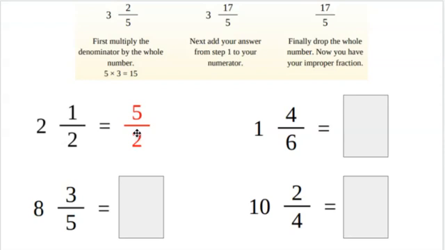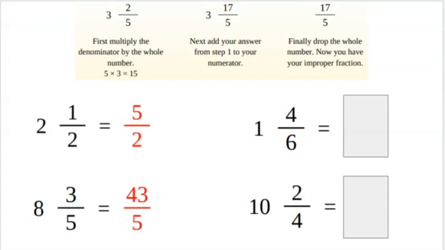All right, let's take a look at this one here. We'll go right below. Step 1, take my denominator, multiply it by my whole number. 5 times 8 is 40. And then I need to add that 3/5 more. So 5 times 8 is 40 plus 3 makes 43. And the denominator stays the same, so 43/5.